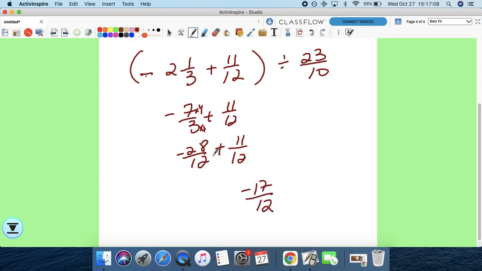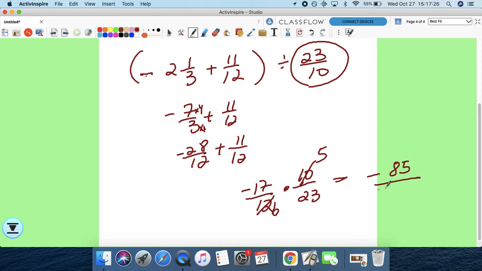Right, so this whole thing becomes negative 17 over 12, which I'm now going to multiply by the reciprocal of this, which is 10 over 23. Divide by 2 is 5, divide by 2 is 6. Can I simplify anything else? Doesn't look like it. My answer is going to be negative 85, and at the bottom, 6 times 23 is 138. And again, because I simplified everything before I multiplied, I know my answer is simplified.